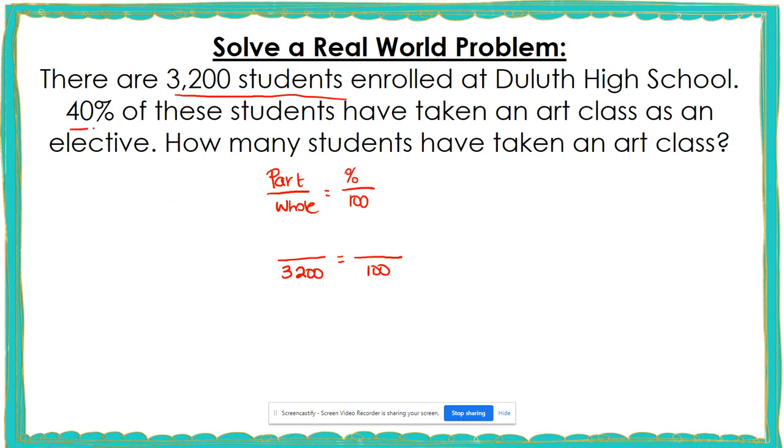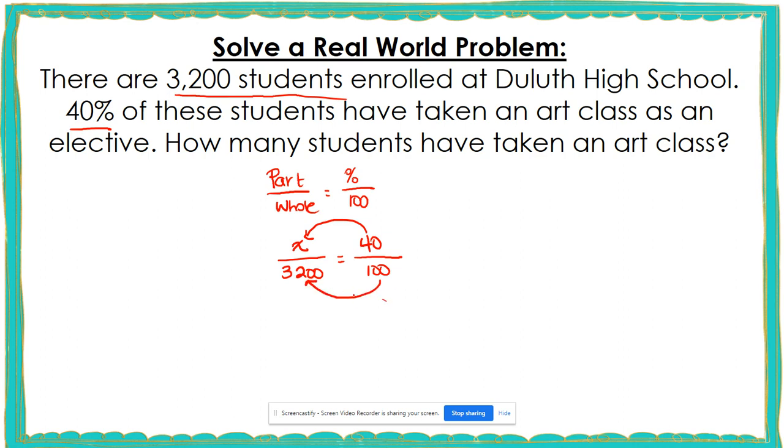Then it says that 40% of these students have taken an art class. Well, percent goes up here, so I'm going to put 40% here. What I don't know is how many of those have taken, so I'm looking for the part that have taken an art class. Now to solve, I know that I need to get from 40 to x, which means I need to know how I got from 100 to 3,200.